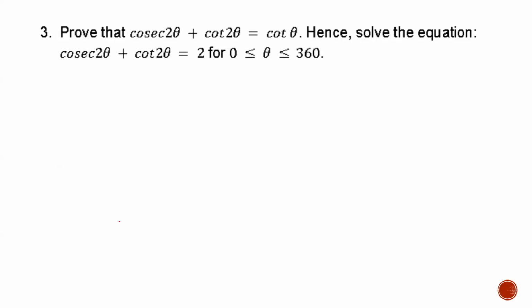Hello, good morning. I hope you can hear me. I'll be taking you through question 3, and it says prove that cosec 2 theta plus cot 2 theta is equal to cot theta. Hence, solve the equation. So we are going to first do the proof from which we shall solve the equation.